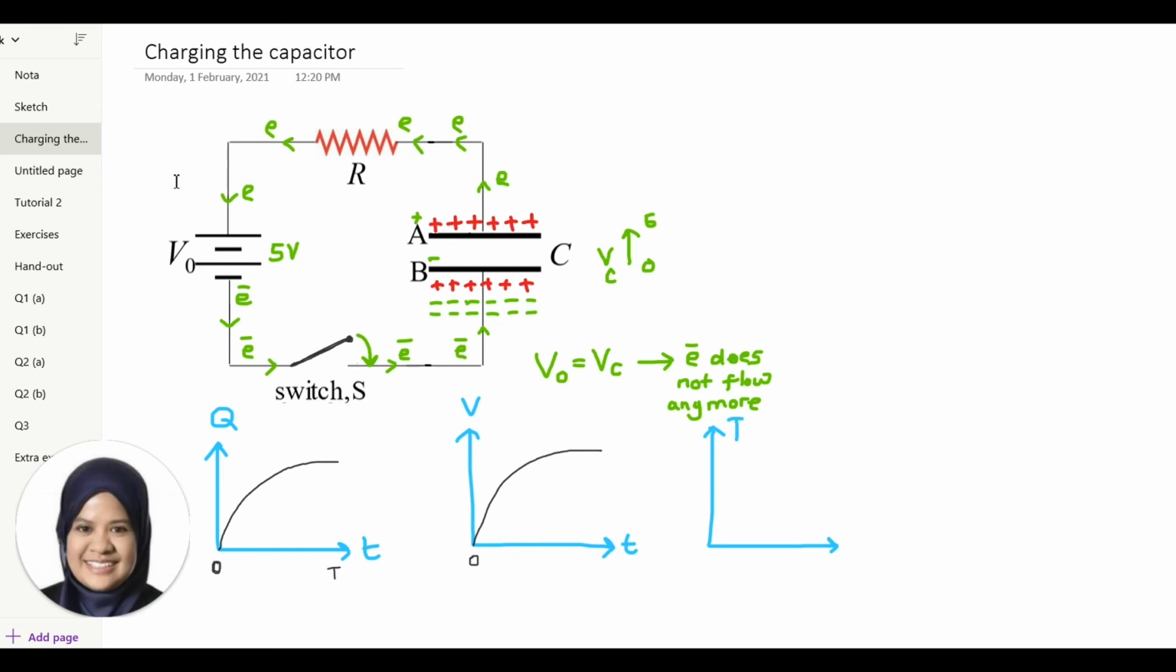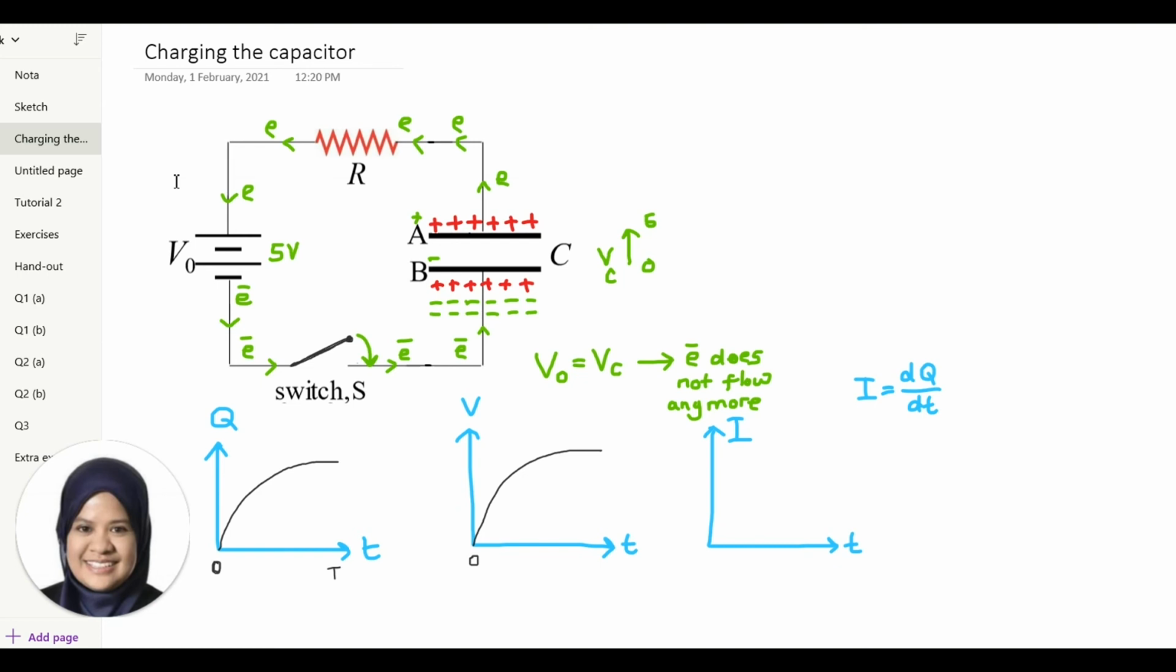go back to the definition of current. Definition of current, I equals to dq over dt. Okay. Current is equal to the rate of charge flowing. Mula-mula charge bergerak dengan sangat laju. Lama-lama dia akan jadi perlahan. Kenapa? Disebabkan the amount of charges at the capacitor makin lama dah makin bertambah dan hampir penuh. Sebab tu the rate of charge flowing jadi semakin kecil.